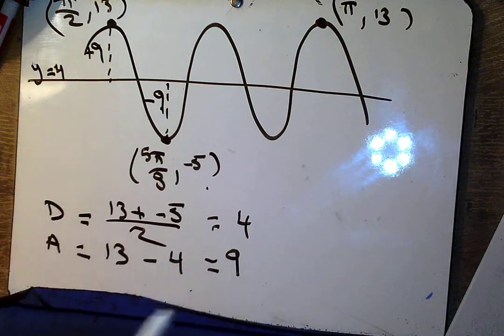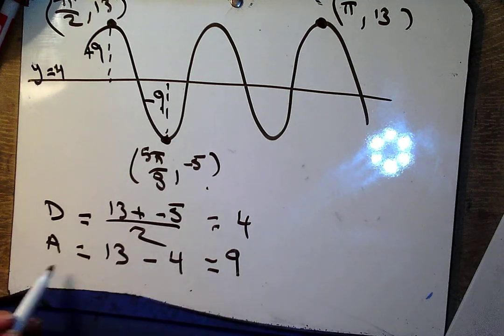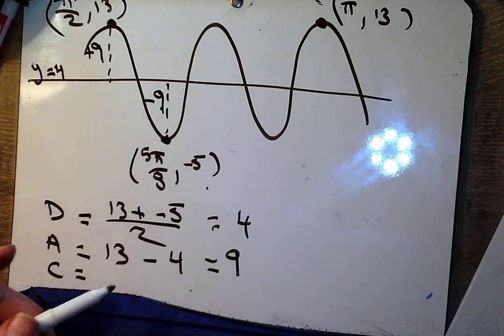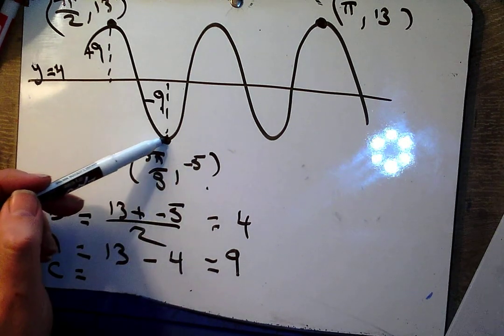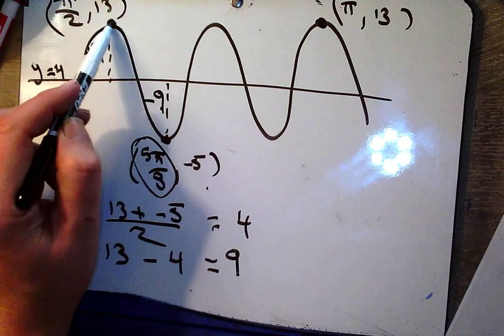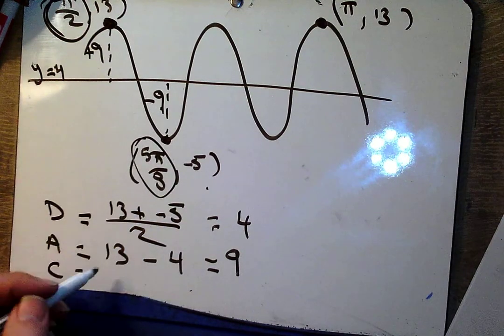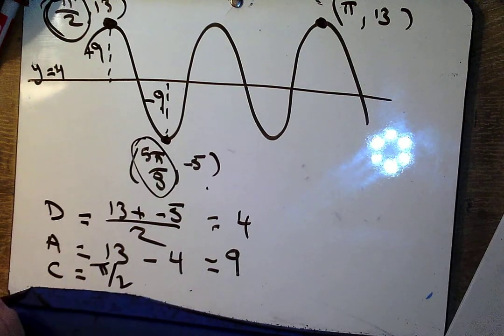Okay, that seems pretty reasonable so far. What about our c value? Well, again, c is where we see our graph starting. If I were doing negative cosine, that would be my c value. But I'm doing positive cosine. I'm starting here, and so this is my c value. C is pi over 2.